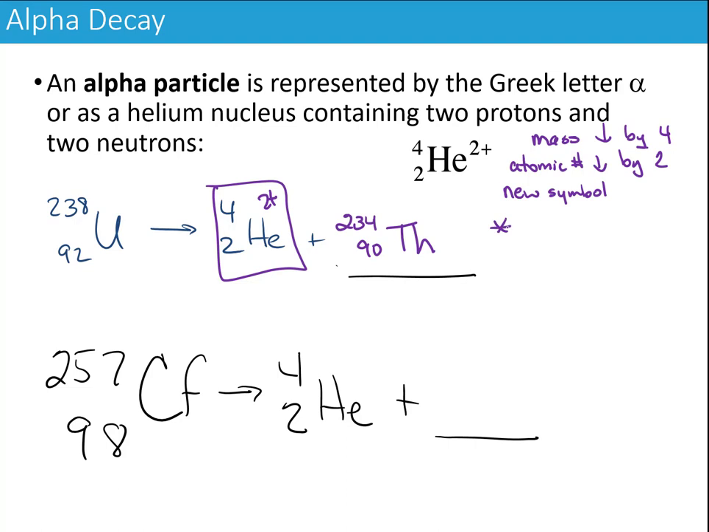I'm not going to ask you to complete a reaction, but I might ask you to identify which of these is alpha decay. You would have to be able to look at this completed chemical reaction, see the helium as one of the products, and that's alpha decay. So this is always a product.